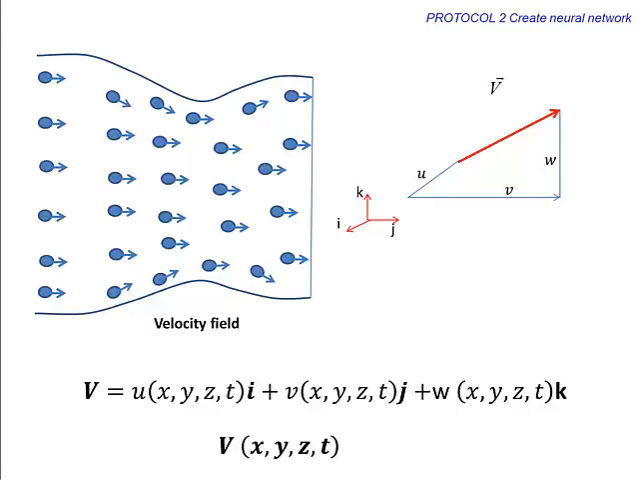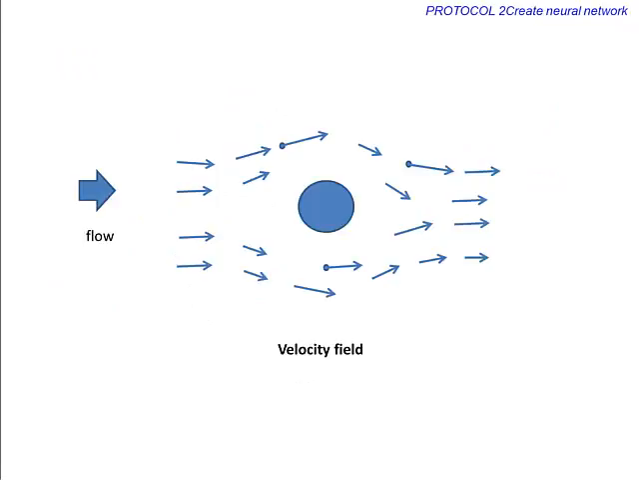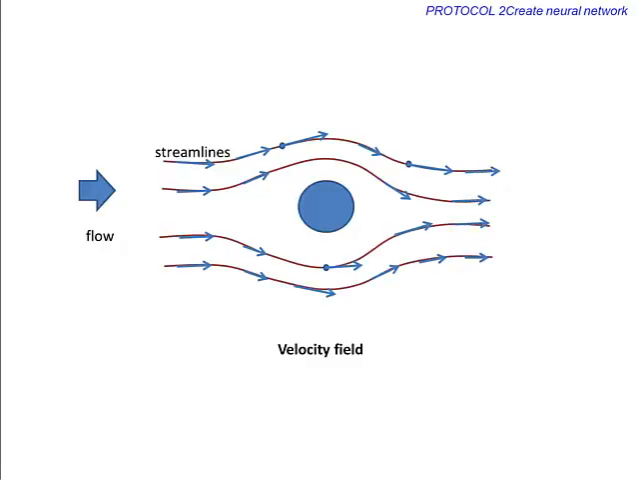Consider another example of steady flow of air around a cylinder. The velocity field can be represented as shown in the figure. The streamlines will be tangent to these velocity vectors or velocity field vectors. Hope you understand the concept, the velocity field.